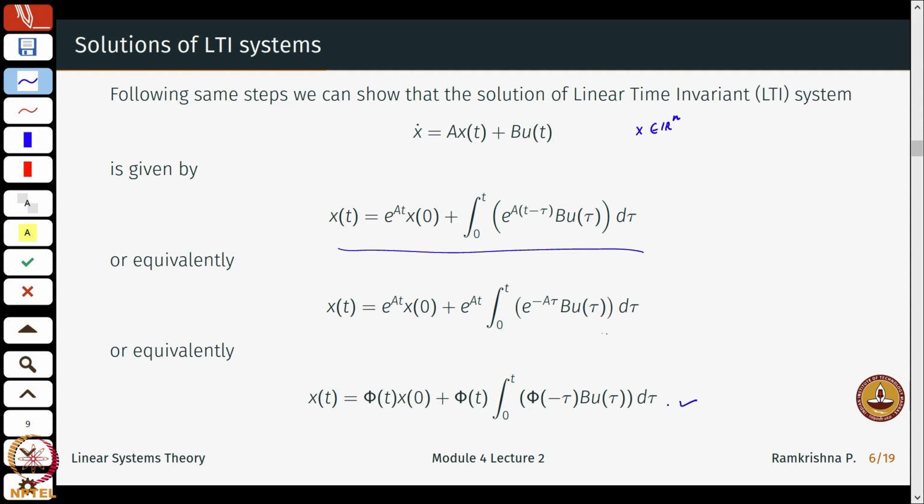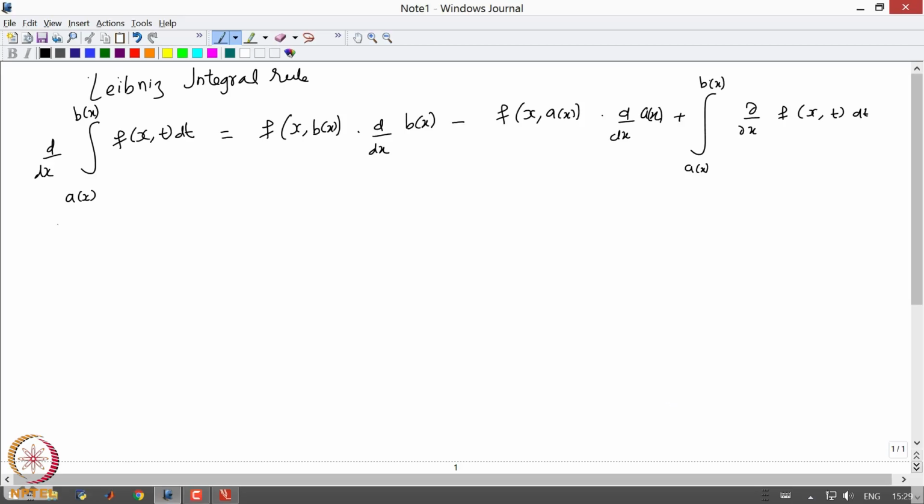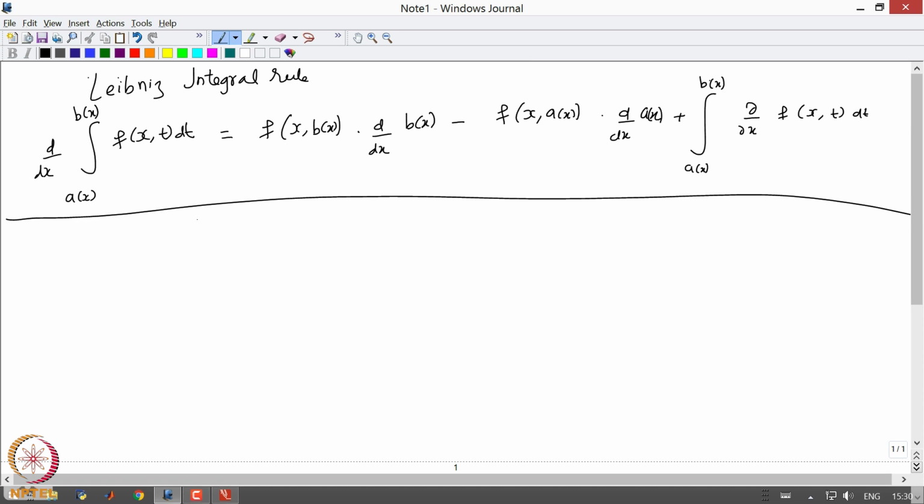So where do I start from? There is some rule which I will use in the proof. I start from x dot is Ax plus Bu. Again, just for simplicity, since we are still at the beginning of this lecture, we will just look at the time invariant case, and we will explicitly deal with the time varying case in the next lecture.